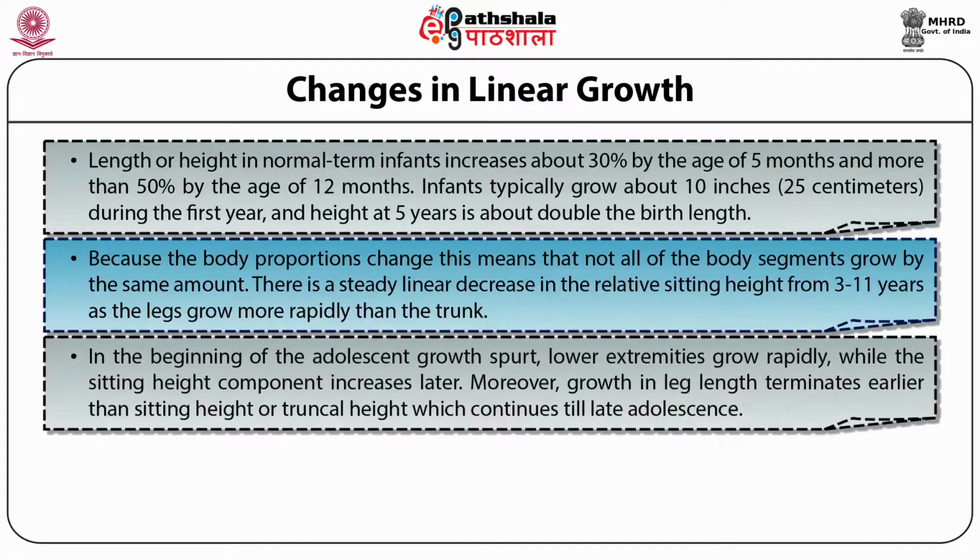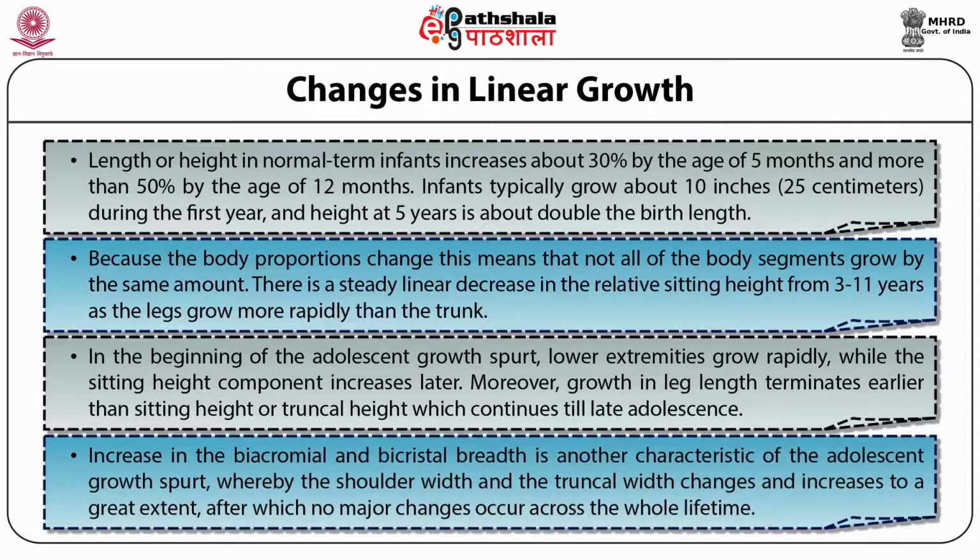In the beginning of the adolescent growth spurt, the lower extremities grow rapidly while the sitting height component increases later. Moreover, growth in leg length terminates earlier than sitting height or truncal height, which continues till late adolescence. Thus, the increase in sitting height occurs over a longer period of time and contributes more to adolescent gain in stature than leg length.